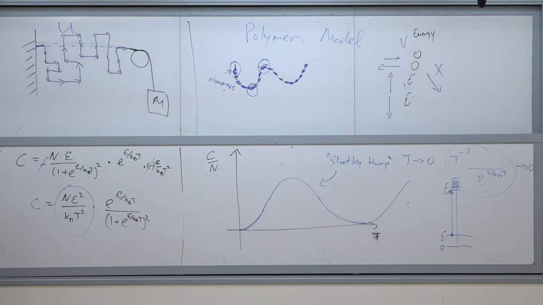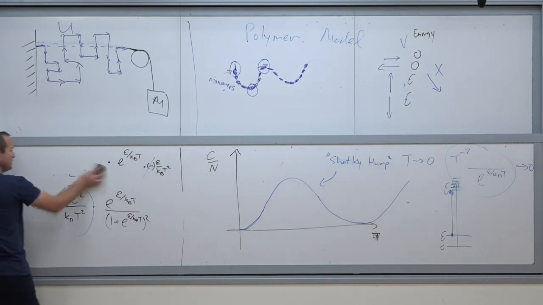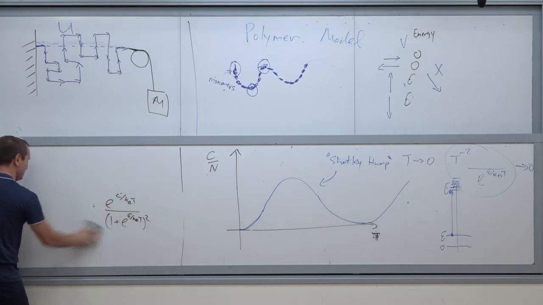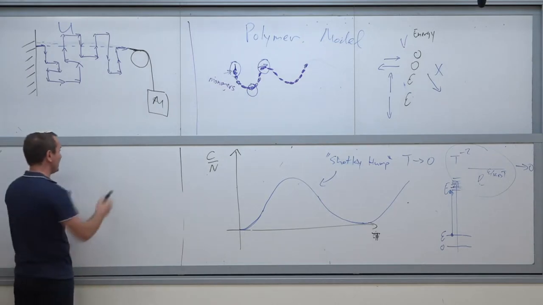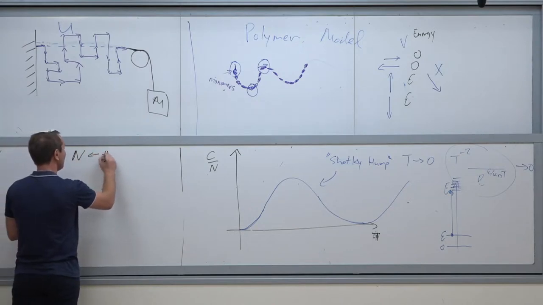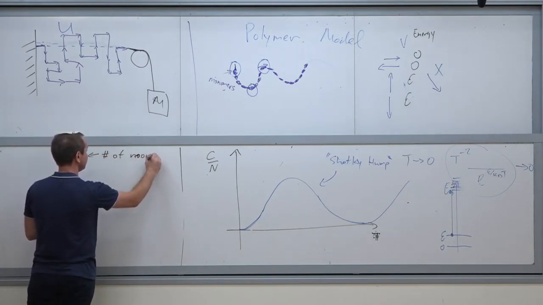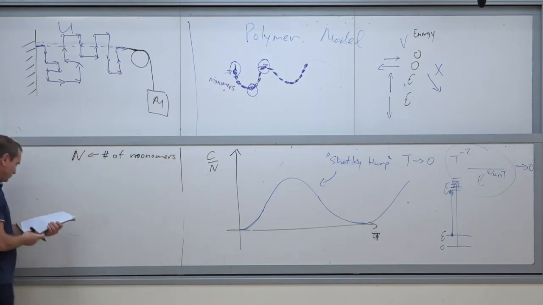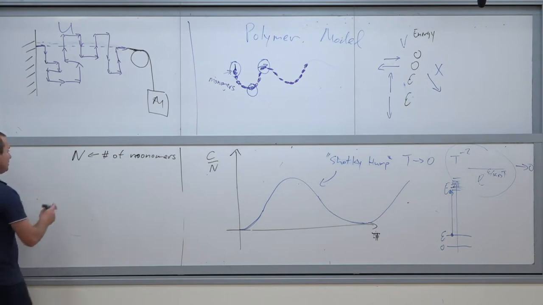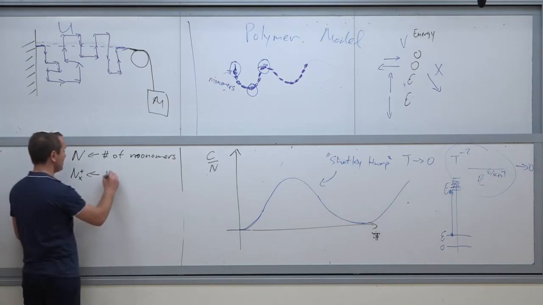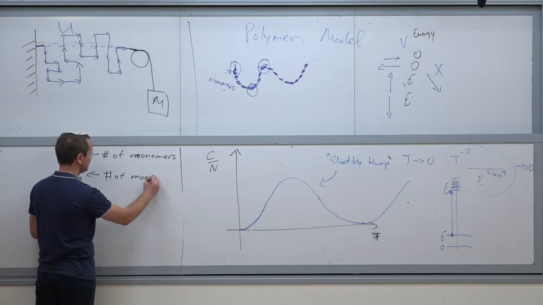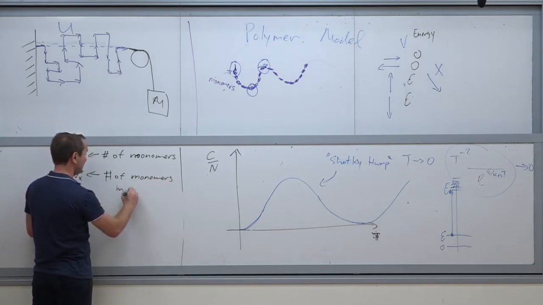Okay, so what do we want to know about this guy, what we assume? Remember, it's a micro-canonical ensemble. We need to count states, okay? The states of the system. So what we already know is n, the number of monomers. We also know that nx plus, we assume that we know, is the number of monomers in x direction.